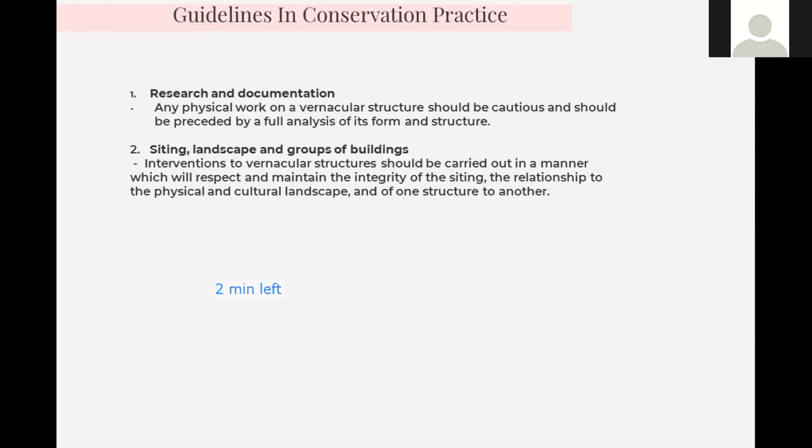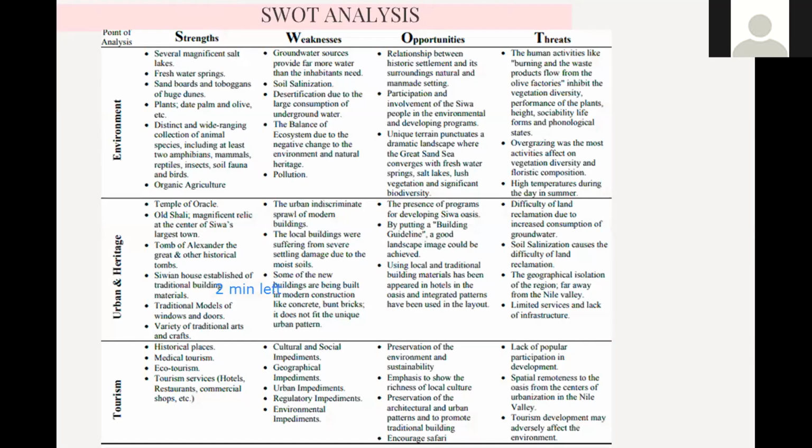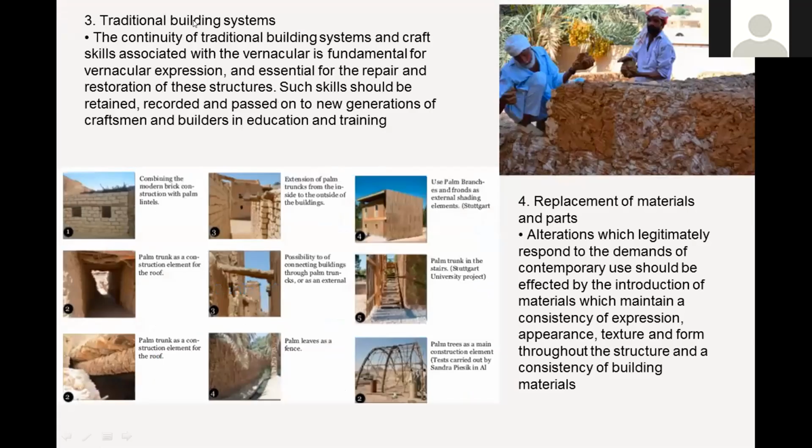So I'm going to wrap up now with the conservation practice. The first thing is research and documentation, citing landscape and groups of buildings, as an example to visualize this case and the factors. Second, conducting a SWOT analysis regarding the environment, urban heritage, and tourism. The third is traditional building systems. By combining both, you have a balance between development and conservation by incorporating different traditional techniques into modern buildings.